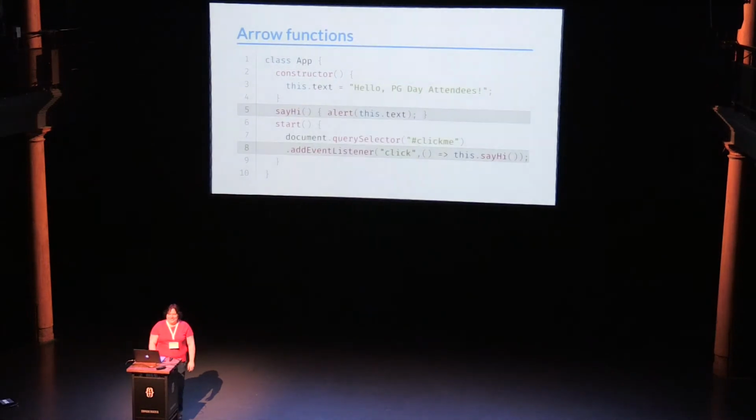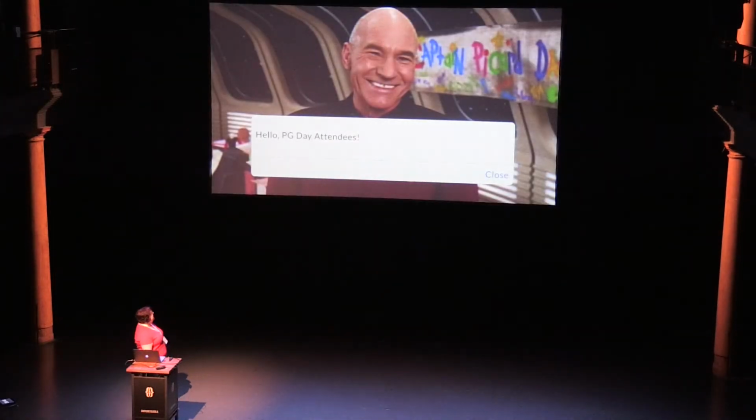So arrow functions to the rescue, and I love arrow functions. And down on line 8, there's a little 2 parentheses and an arrow, and this becomes lexically bound. So whenever we call this.sayHi, it is bound to the instance of app, and Picard is happy.